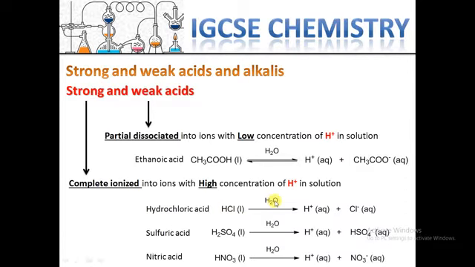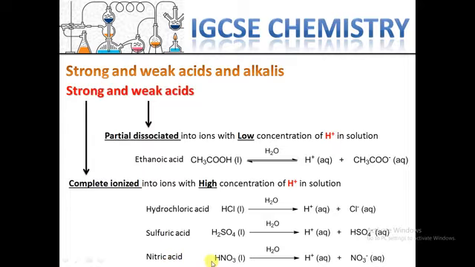When you put this acid into water, it can ionize or separate completely into hydrogen, which is dissolved in water, and chloride anion in water. Another one is sulfuric acid. Sulfuric acid in water can also separate into hydrogen, and it produces a high concentration of the hydrogen and the corresponding anion.